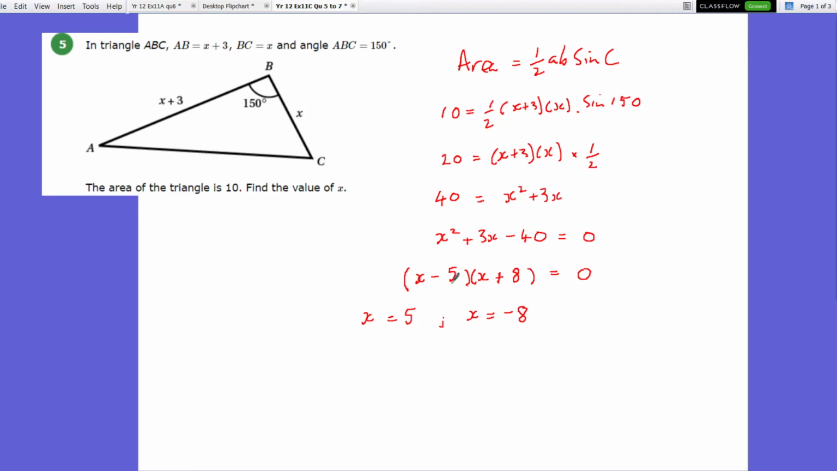Okay, now obviously x is referring to the sides. A side of a triangle cannot be negative, so this solution is not possible since it's negative. x in this case has to be greater than 0. So in this case, the only solution here is x equals 5. That's it.